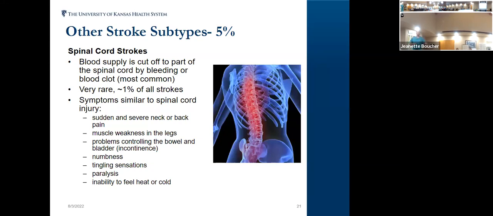You have spinal cord strokes. You can certainly have strokes in the cord itself. They're very rare. I can probably count on one hand how many of those I've seen in the last 10 years. It can cause weakness. You can have pain with those. Oftentimes, the spinal strokes that I've seen typically occur after some sort of intrathoracic surgery or abdominal surgery, typically dealing with the aorta.